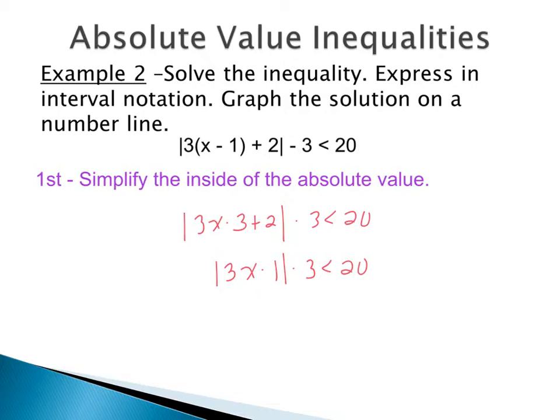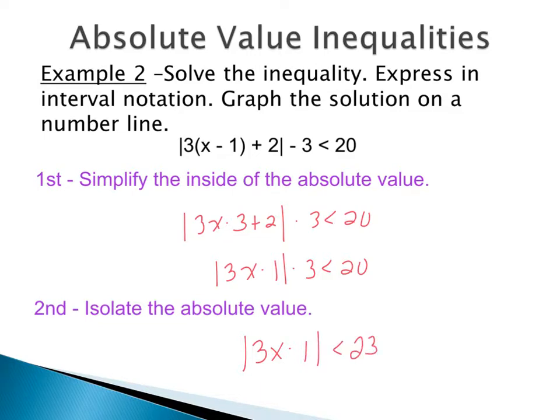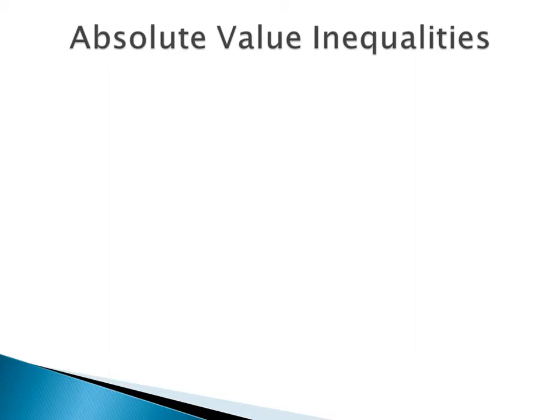After we do that, our next step would be to isolate the absolute value just like we would do if we had an absolute value equation. So I'm going to move that 3 over, so we're left with the absolute value of 3x minus 1 is less than 23. Our next step is to solve this inequality. If you remember back to when we were doing the absolute value equations, we said that we had to set up two equations if we had an absolute value equal to a positive number. In this case, when we're dealing with an inequality, we have an absolute value that's going to be less than or greater than a number, and we have two different situations in order to set this up.